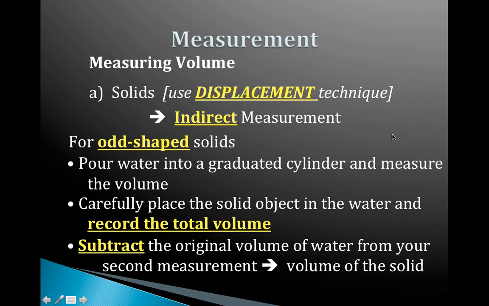Measuring volume. For solids, it's indirect measurement, and it's called displacement. Particularly for odd-shaped solids, we would put a certain amount of water in a graduated cylinder, and we have to make sure it's not too much, not too little. If we put too much in, the water may overflow the graduated cylinder. If we don't put enough water in there, then it may not be enough to cover the solid. So we put the water in first, record its volume, carefully add this odd-shaped object, and record the new volume, and find the difference, which will give us the volume of the solid.